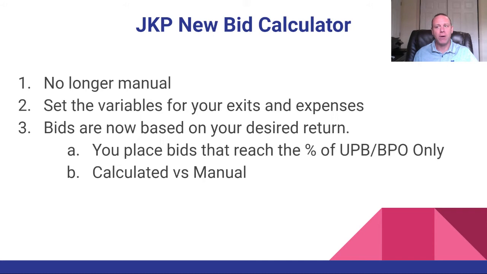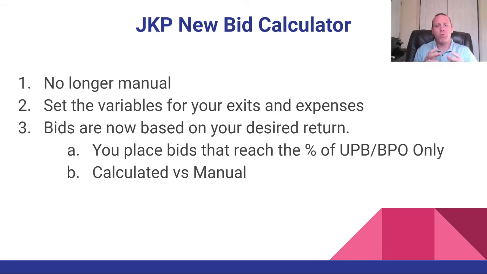So filter that out. Next, we have a feature in it that has the bid calculated and a manual override. In this scenario, the calculator takes the worst exit strategy scenario based on the variables you put in for your returns and calculates that. When it does that, it overrides all the exits and says this is the bid number based on the worst case scenario. Now you can override this.